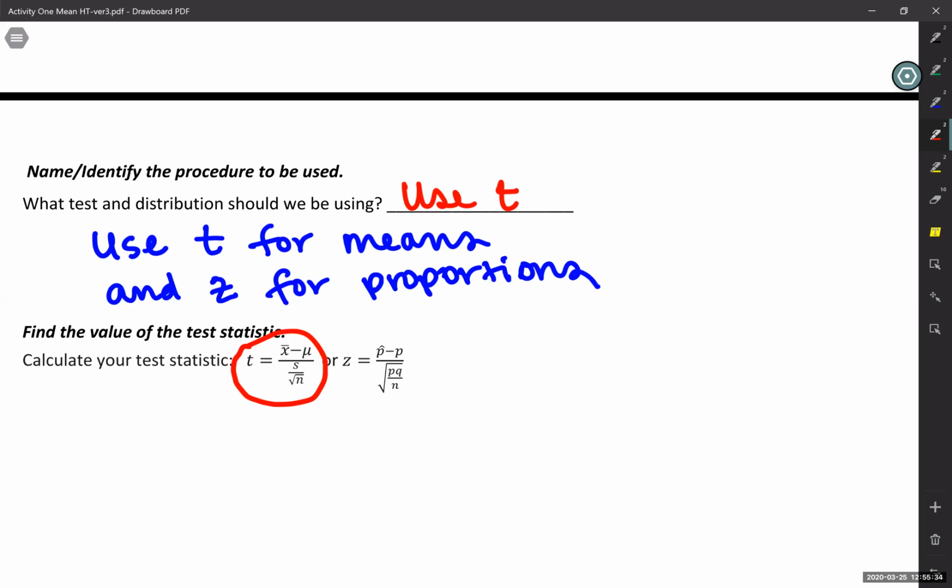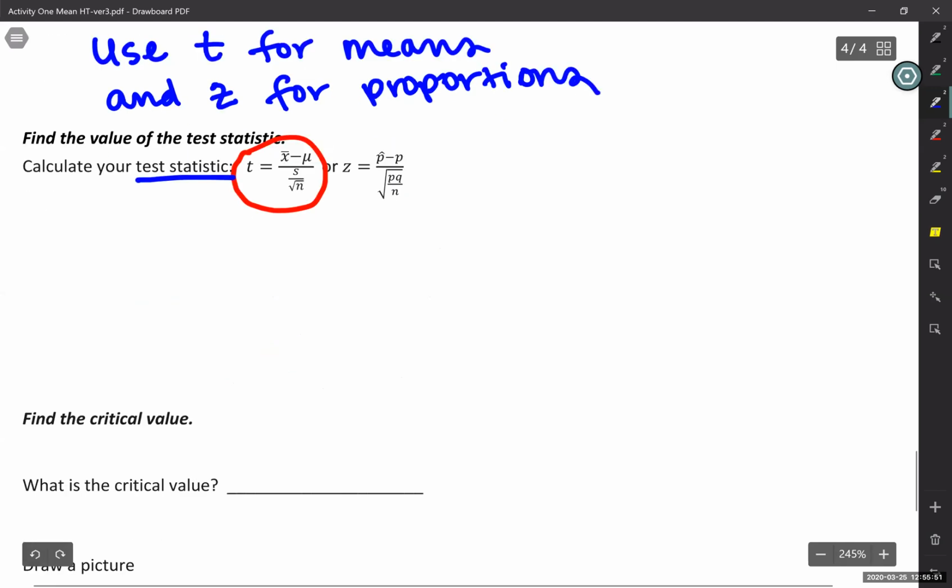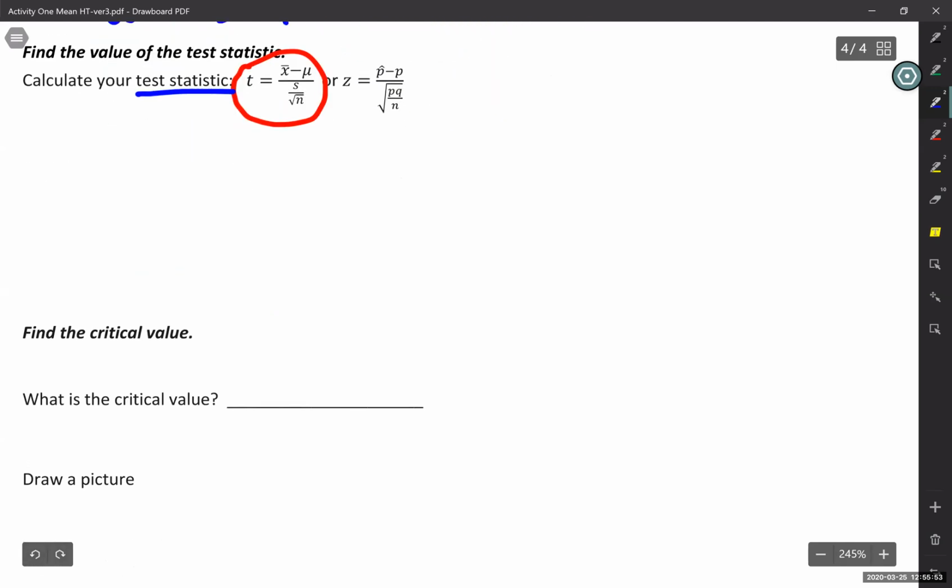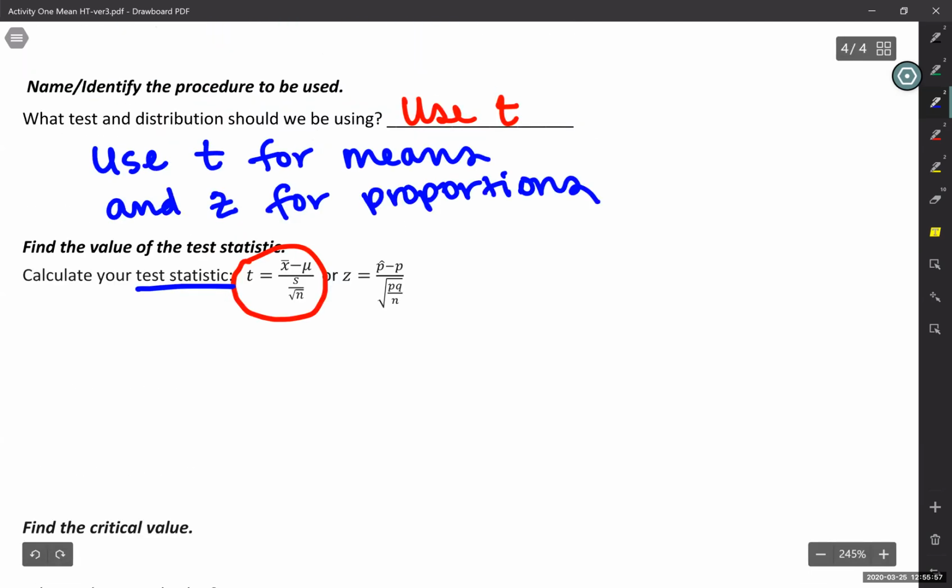So this is new, but it just kind of looks similar to other stuff. And so we're going to plug in these numbers to find the test statistic. So the test statistic is something we are calculating. That's why I'm using the word calculate here. In a minute, we're going to find the critical value, and I didn't use the word calculate because we're going to look at a table. These are very key words to distinguish between.